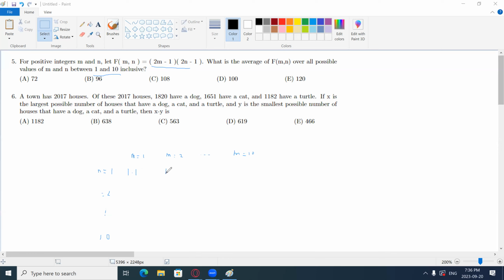The 2n minus 1 would not change, but the m would change. So it would be 3. And since 2n minus 1 gives all the odd numbers, we know the pattern. It will be 5 and 7, and so on until 19, because 2 times 10 minus 1 is 19.